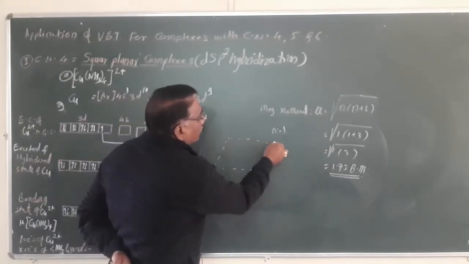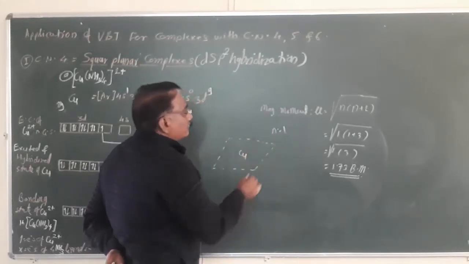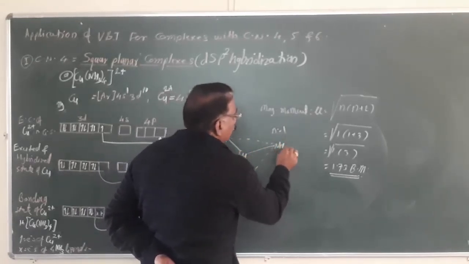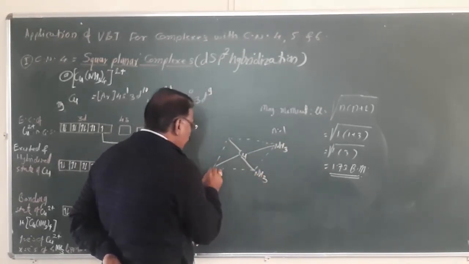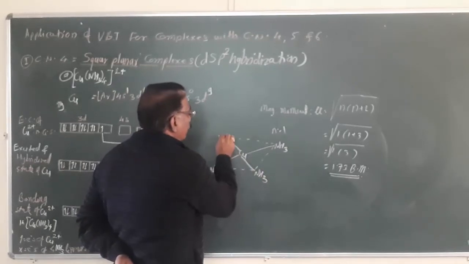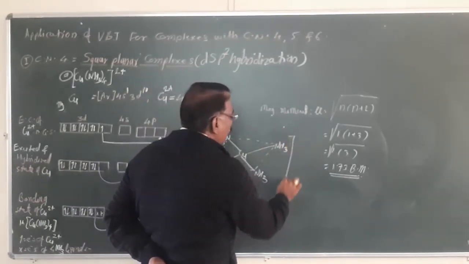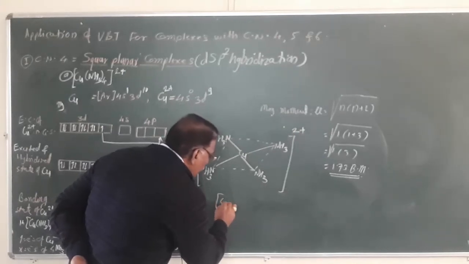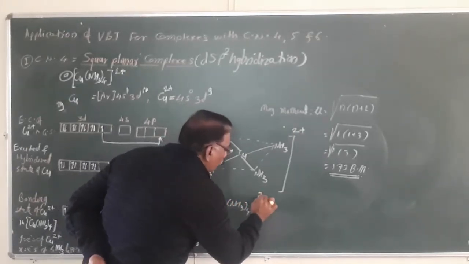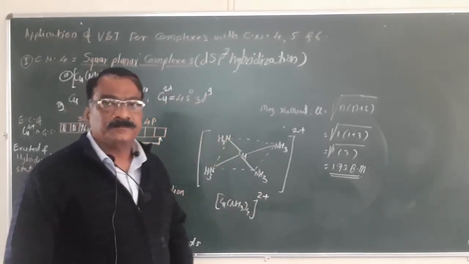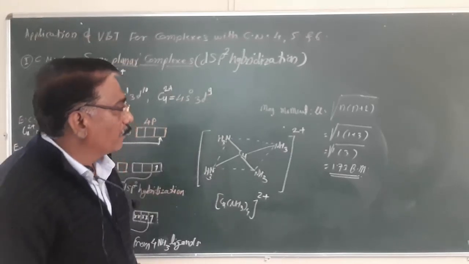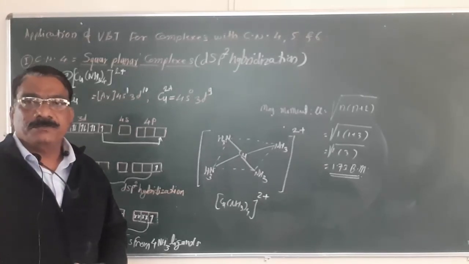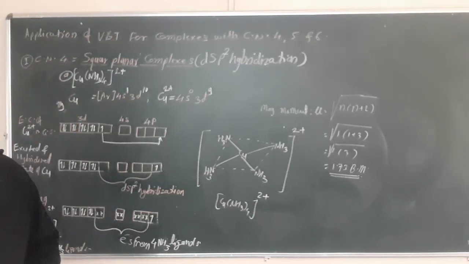When we see the structure of this complex, we know its geometry is square planar. Here the metal atom and all ligands are in the same plane, and so here there is the first NH3, second NH3, third NH3 ligand, and fourth NH3 ligand. This complex has a 2 plus charge, so it is the Cu(NH3)4 2 plus complex. Thus, we have the valence bond presentation of this copper complex Cu(NH3)4 2 plus, which is the square planar complex.